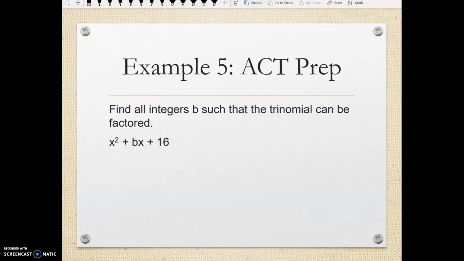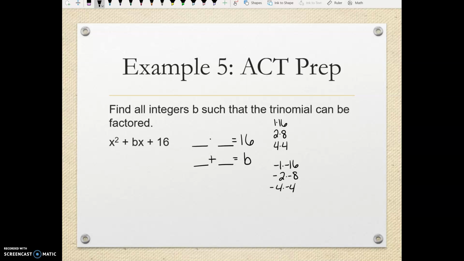Okay, this is a very, very common ACT question. Find all integers b such that the trinomial can be factored. So you are looking for two numbers that multiply to give you 16 and add up to b. So basically they're asking, how can you multiply to get positive 16? You can do 1 times 16, you can do 2 times 8, and you can do 4 times 4. You can also do negative 1 times negative 16. Write those down below. Negative 2 times negative 8, negative 4 times negative 4.